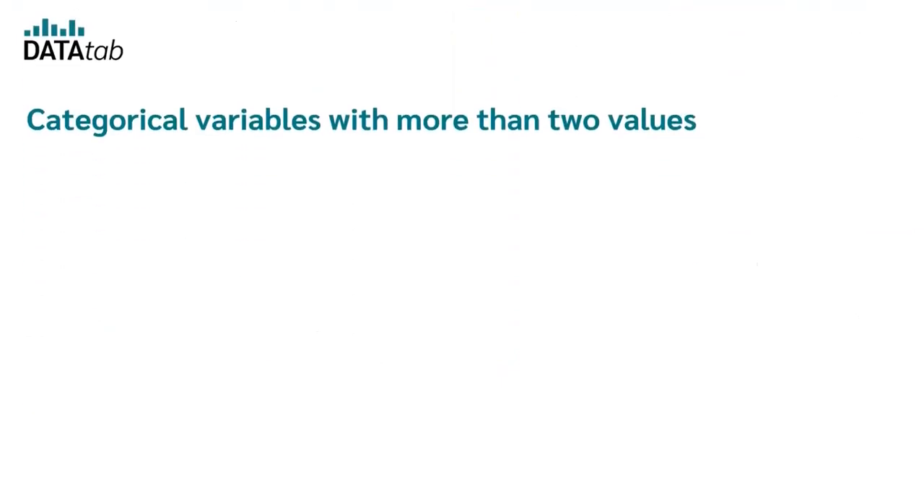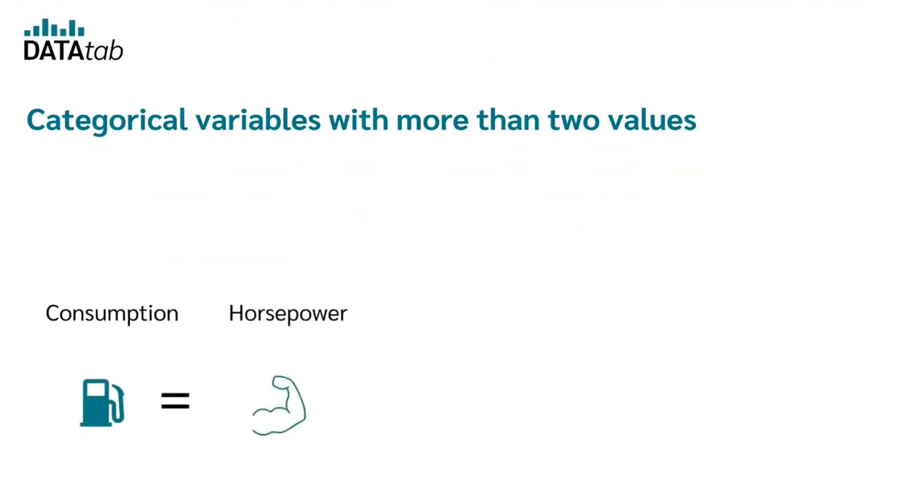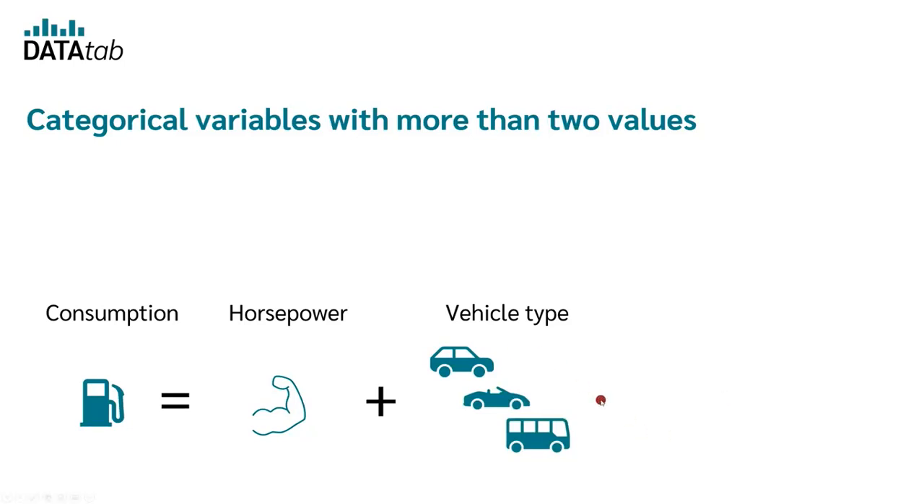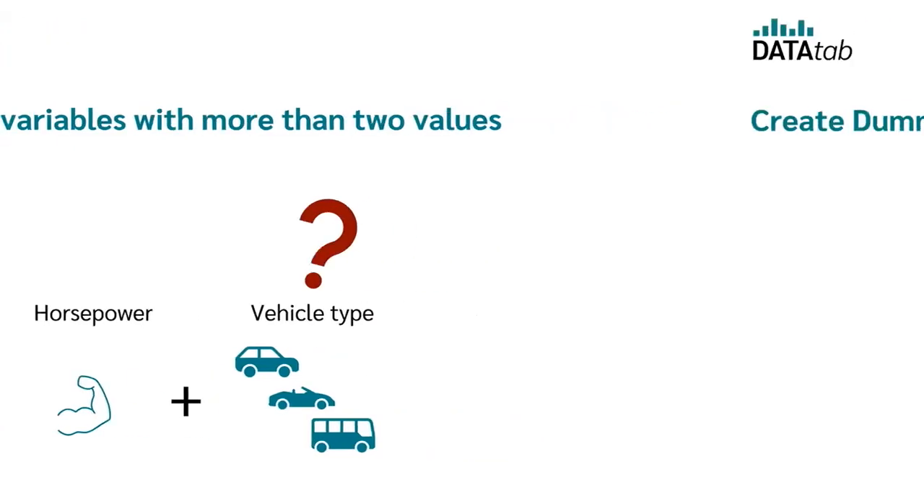Further, we should look at what we do when we have a variable with more than 2 values or categories. Let's say you want to predict the fuel consumption of a car based on its horsepower and the vehicle type. And let's say there are only 3 vehicle types: sedan, sports car, and family van. Thus, here we have a variable vehicle type with more than 2 characteristics, but for a regression model, we need a categorical variable with 2 characteristics. Therefore, the question is now, what should we do next?